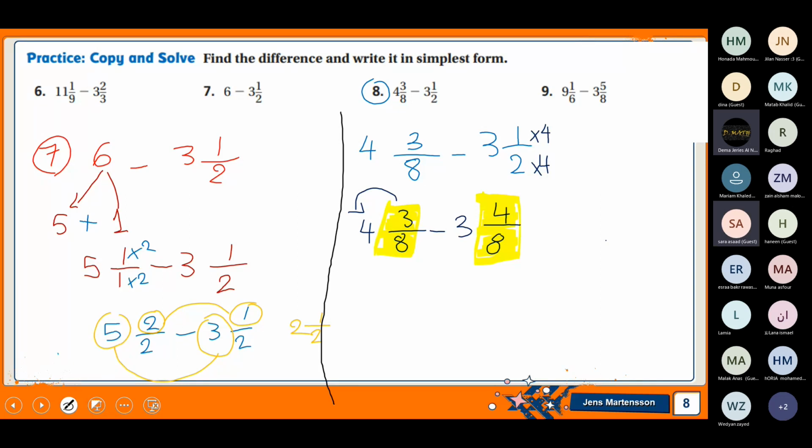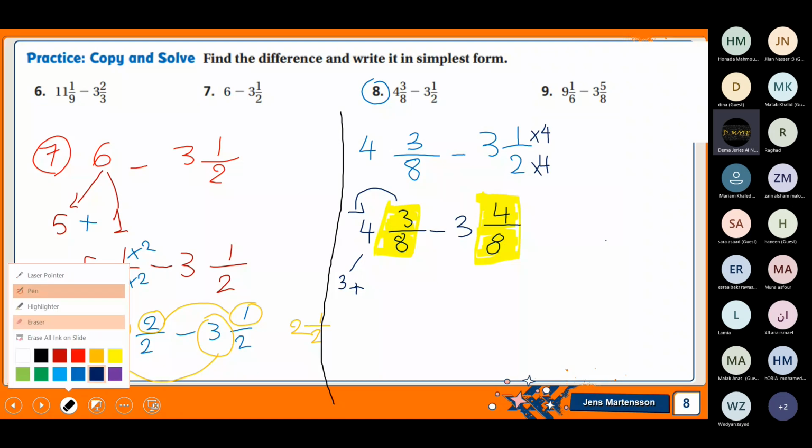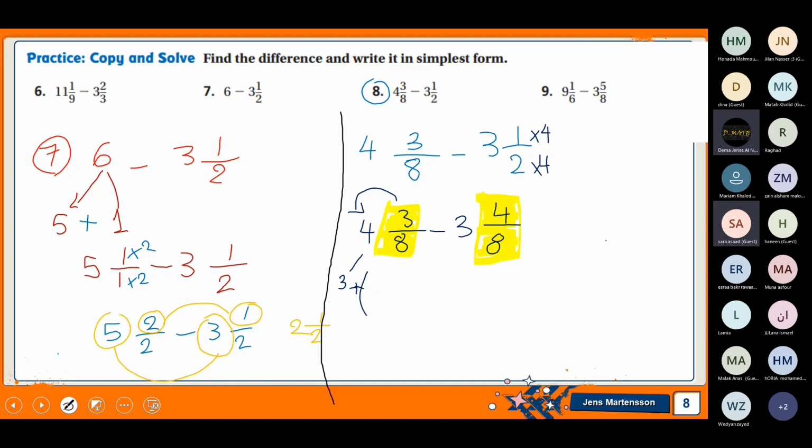Okay, so you have to subtract. And the 4, it is 3 and what? I'd ask my father to give me 1. So 3 plus 1. 4, it's 3 plus what? 3 plus 1. And 3 over 8. And here we have 3 and 4 over 8. Keep it as it is. Now, I took 1 from my father.